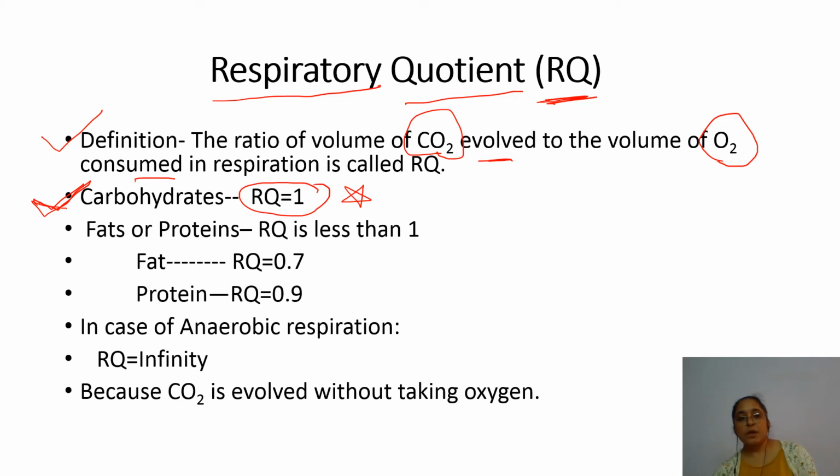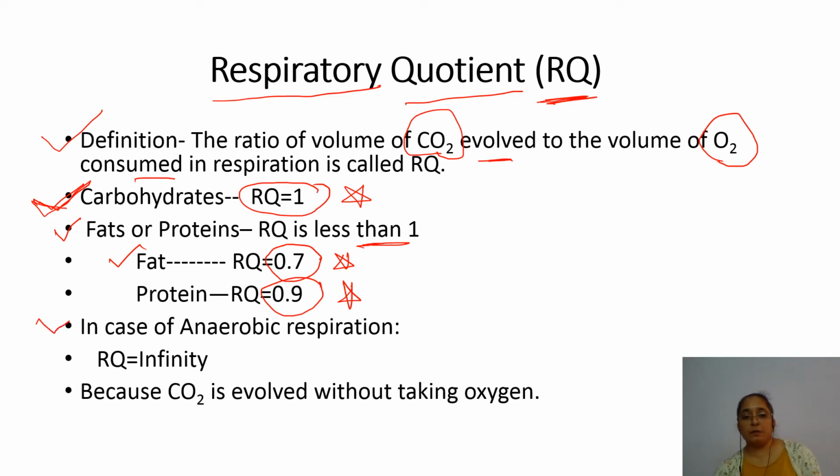Fine. Now if we are taking the substrate as fat or protein, the RQ for fat and protein is always less than 1. So for fat, the respiratory quotient will be 0.7 and for protein the RQ will be 0.9. So when we take the respiratory substrate as fat and protein, the respiratory quotient for fat is 0.7 and for protein 0.9.